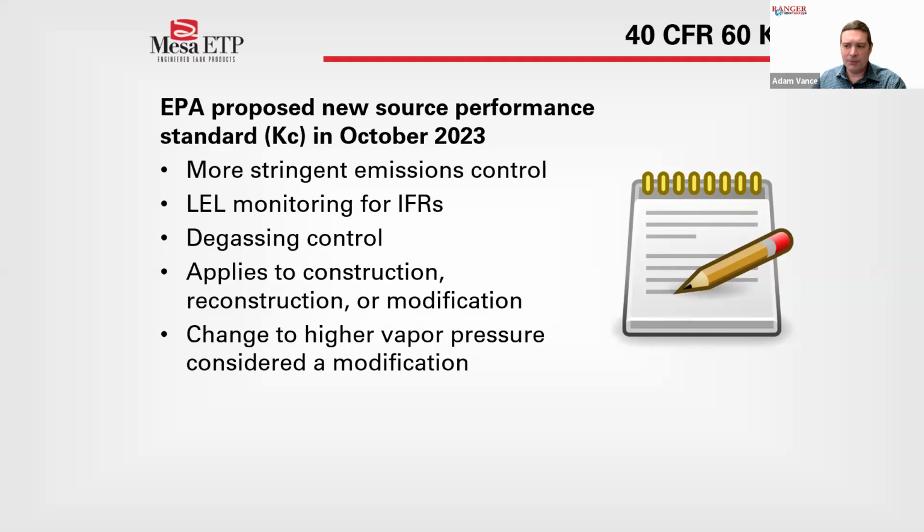The standard is written to be applied to any new tank construction, reconstruction, which would be classified as a certain percentage of the tank is deemed to be repaired, or a modification to the tank. And the language also includes changing to a higher vapor pressure than what you previously stored. So say you moved from a lower RVP to a higher RVP, that would be considered a modification to the tank and would require Subpart Kc to be applied to the tank.